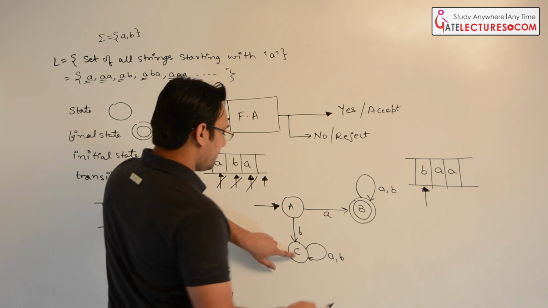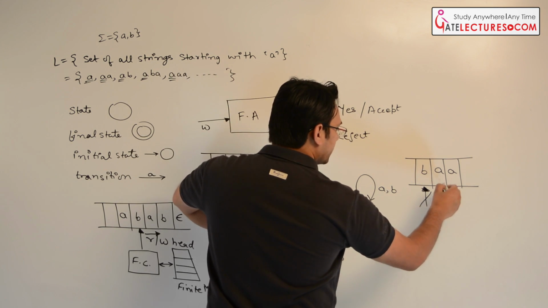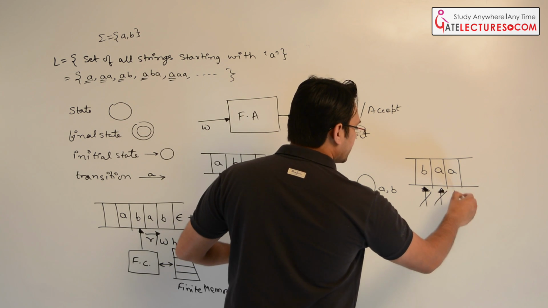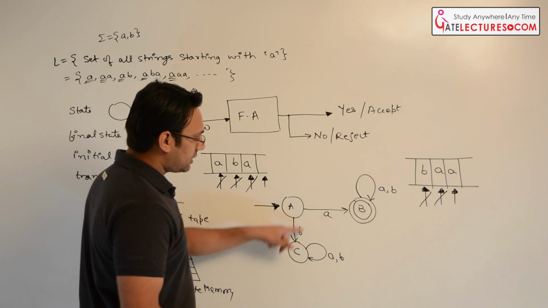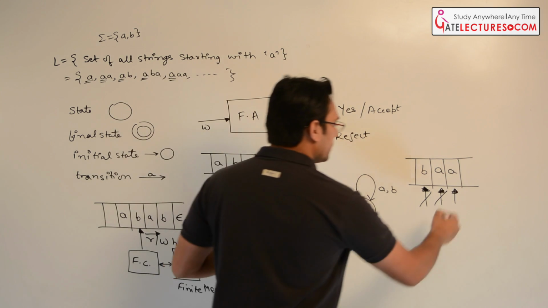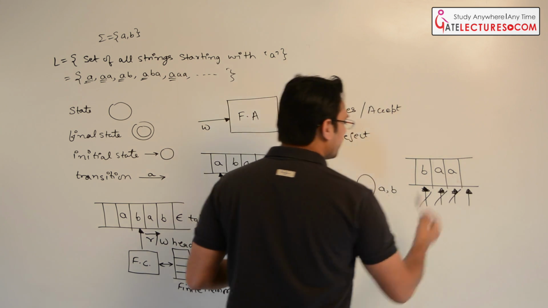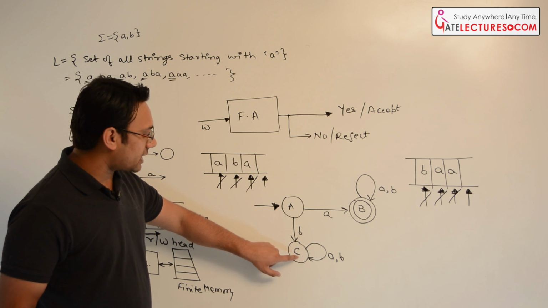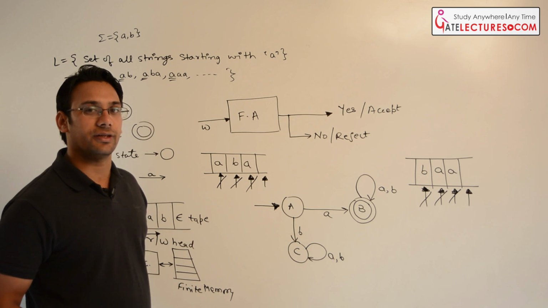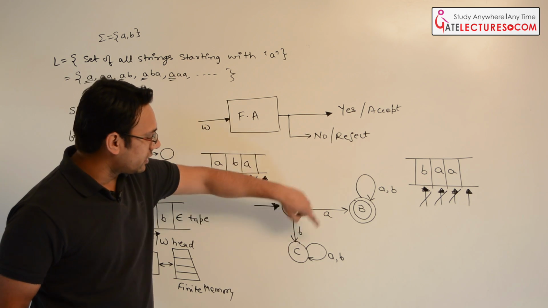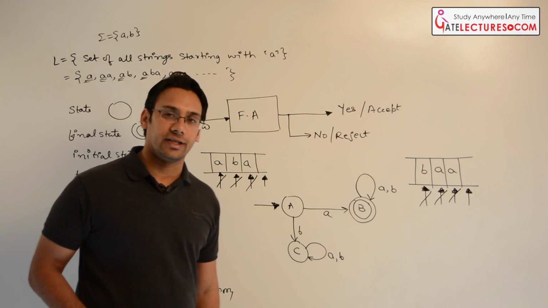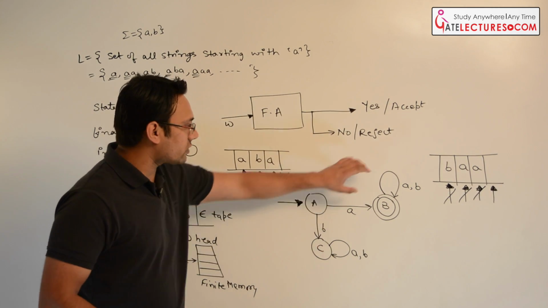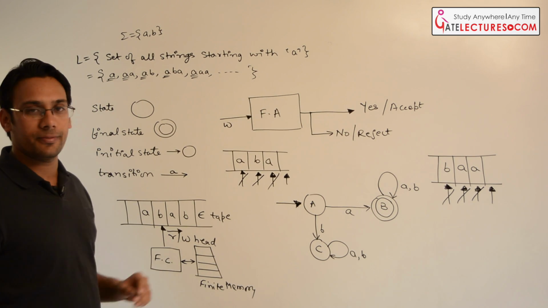Now we are at state C and we are reading the symbol A, then again we will go to state C. Now after reading the complete string, if we are at the final state, that means the string is accepted. But if we are not at the final state, that means the string is rejected, right? So after reading the complete string, we are at state C, and state C is not a final state. Hence, this string is not present in this language.